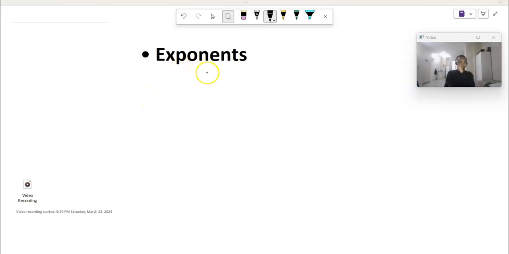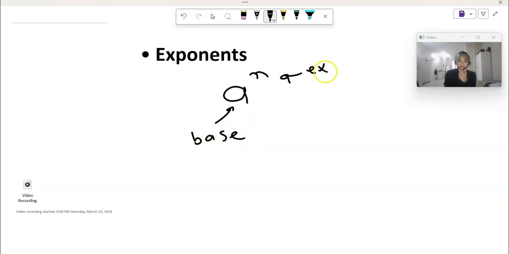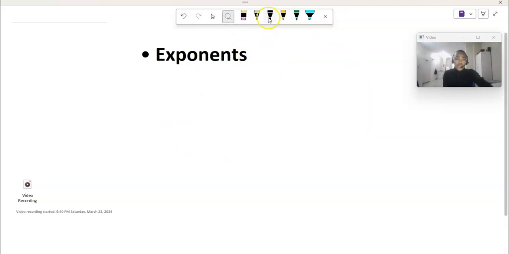So in today's channel we'll be looking at exponents. Exponents have their own characteristics, right? In order for a number to be an exponent, we should have a base and an exponent. So this is what we call the base, and this is of course the exponent of that base, right? So for instance, what is 2 squared?